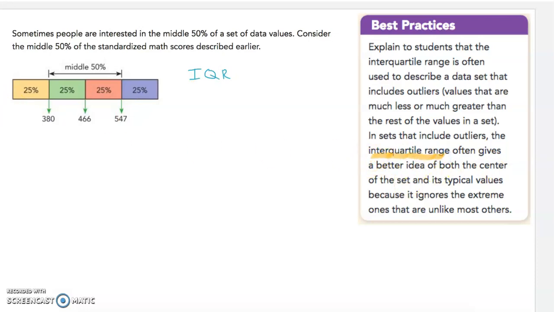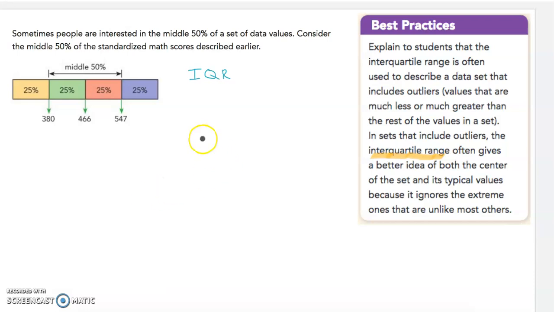It says over here, if you look on the right, the interquartile range is often used to describe a data set that includes outliers. And outliers are values that are much less or much greater than the rest of the values in a set. In sets that include outliers, the interquartile range often gives a better idea of both the center of the set and its typical values because it ignores the extremes.